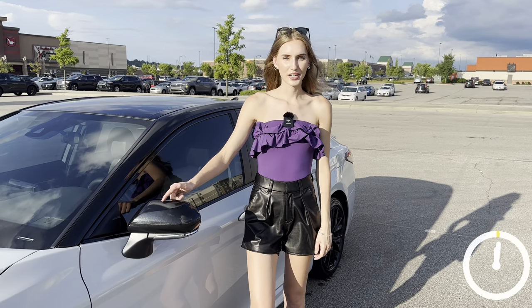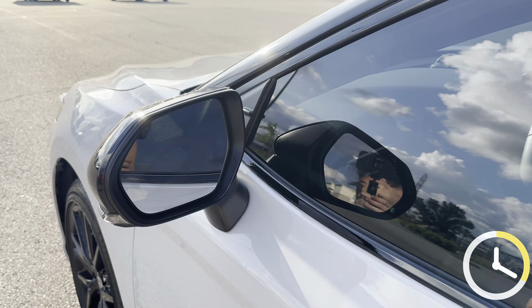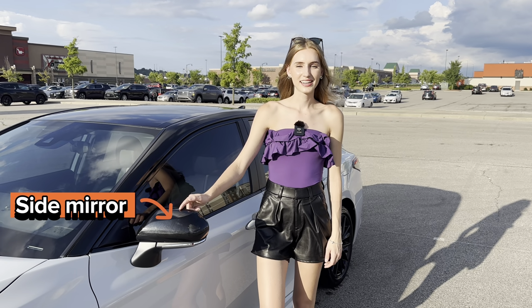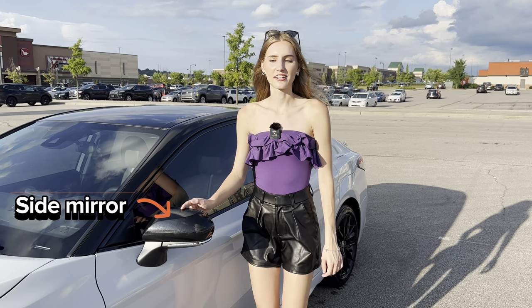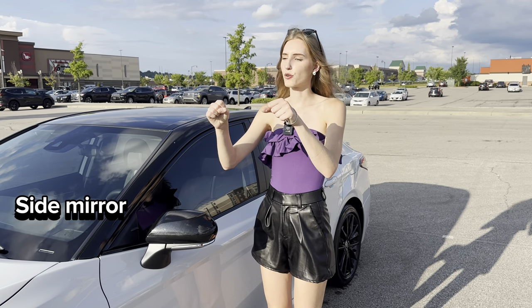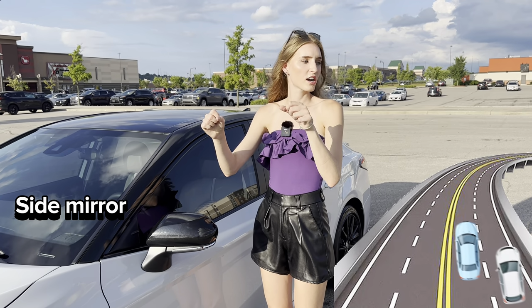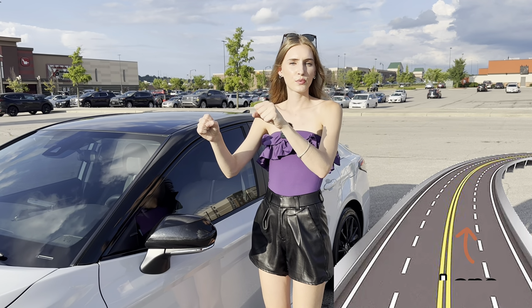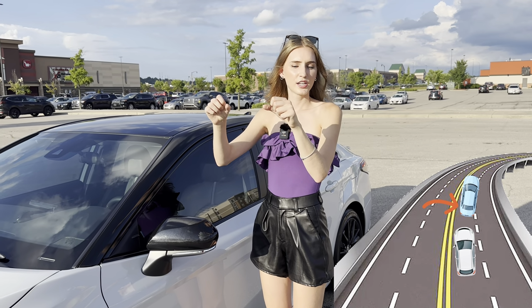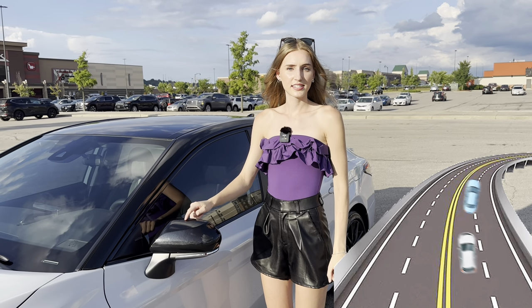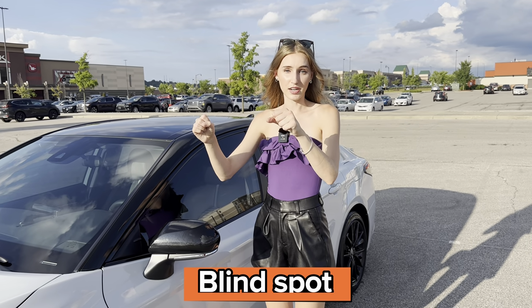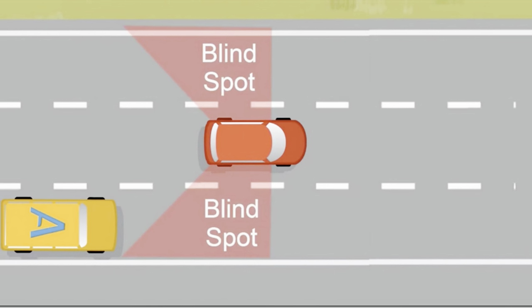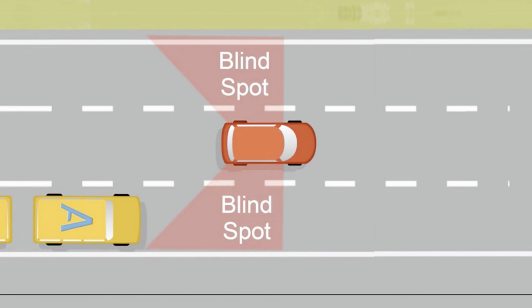And what is this part of the car called? This is called a side mirror, and a side mirror is necessary if you are looking to your left or right to see if a car is in your lane. Because if you want to turn to the left side, you use this side mirror to see if a car is in your blind spot. And the blind spot is literally when a car is right next to you and you cannot see it.